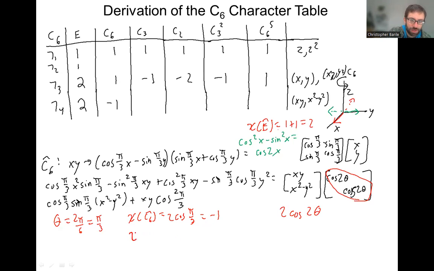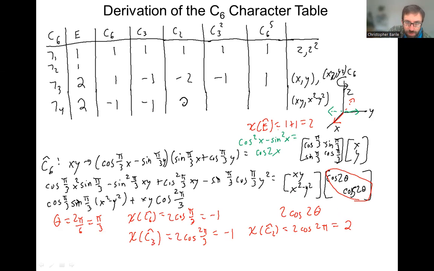Now we can very quickly do our other ones. For C3, we're rotating by twice as much, so this is going to be 2 cosine 2 pi over 3. That also gets us a negative 1 half, so negative 1, and we can put a negative 1 up here. For C2, we could try to visualize it because it's just a 180 degree rotation, but might as well stick with this nice formula we have. So C2 is going to be 2 cosine 2 pi, because we're rotating by another 60 degrees. Cosine 2 pi is equal to 1, so 2 times 1, we get a positive 2 there.